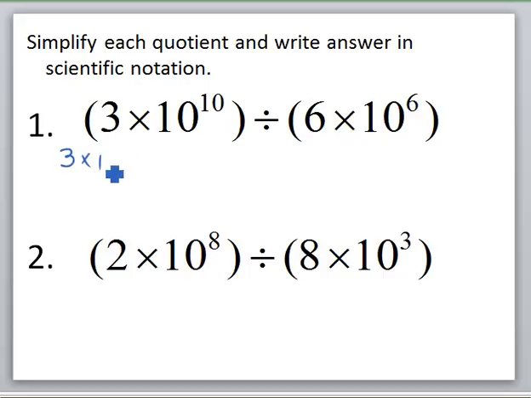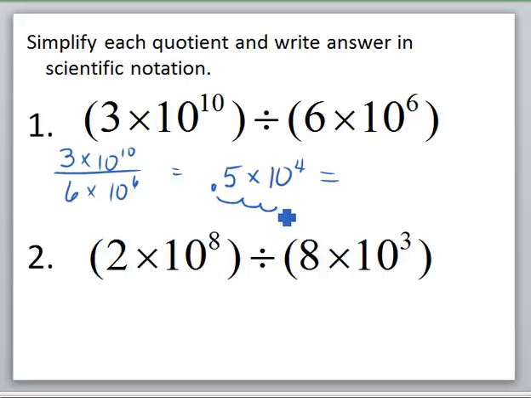This is 3 times 10 divided by 6 times 10 to the 6th. Well, 3 divided by 6 is 0.5 times 10 to the, using the rule, 10 minus 6 is 4. This is not in scientific notation because this number is less than 1. So I'm going to change this into standard notation first, which would make this number be 5,000 because it's telling me that I'm multiplying by a large number of 10,000.